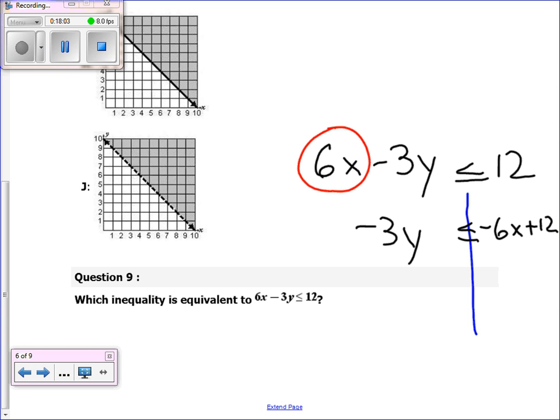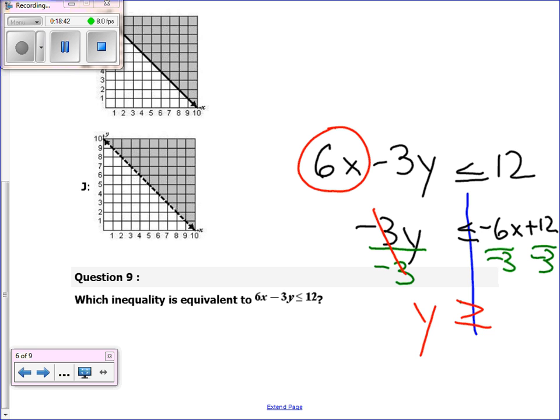But if you feel more comfortable writing minus 6x on both sides, by all means, go with that. That's what you need to do. Now I need to still get y by itself. This negative 3 is here, so I need to divide every single term by negative 3. And whenever you divide by a negative and you're dealing with an inequality, remember you have to change the direction of that inequality sign. So it is going to go this way.